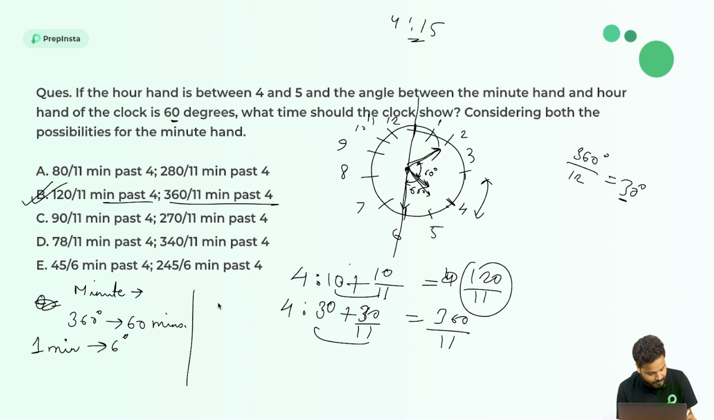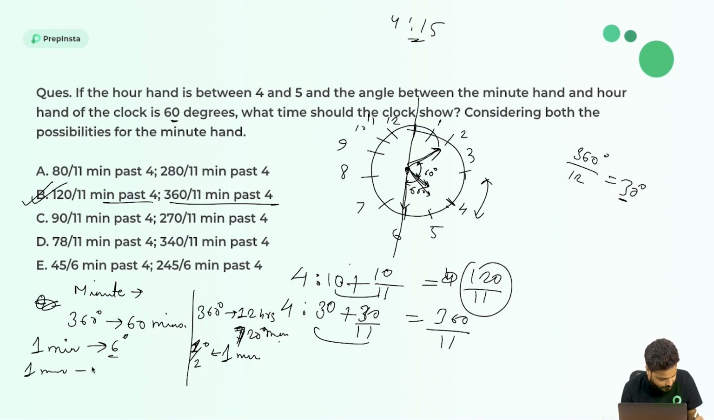The hour hand rotates 360 degrees in 12 hours. So what is 12 hours, guys? 12 hours is 720 minutes. 12 6s are 72, 720 minutes. So in 1 minute, the hour hand rotates how many degrees, guys? Half a degree. Okay. So in 1 minute, the minute hand rotates 6 degrees. In 1 minute, the hour hand rotates half a degree.